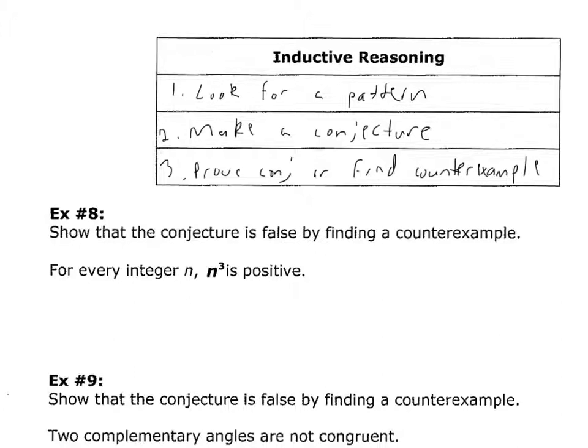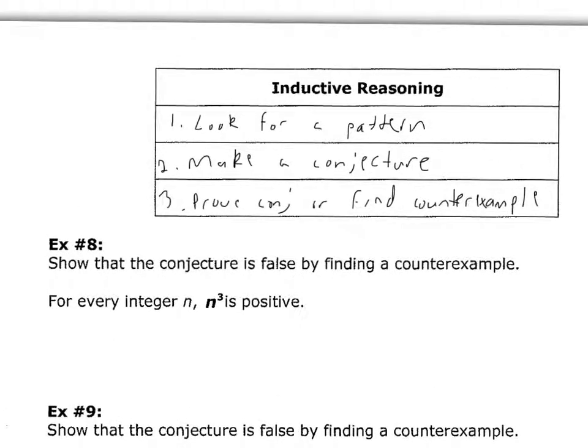So what this conjecture is saying is that no matter what number you put in for n, it's always going to be positive. Okay, so let's try a couple. We've got 1 cubed. Let's just put a number in there. 1 times 1 times 1 is going to be 1. So far, the conjecture holds true. That is a positive number.